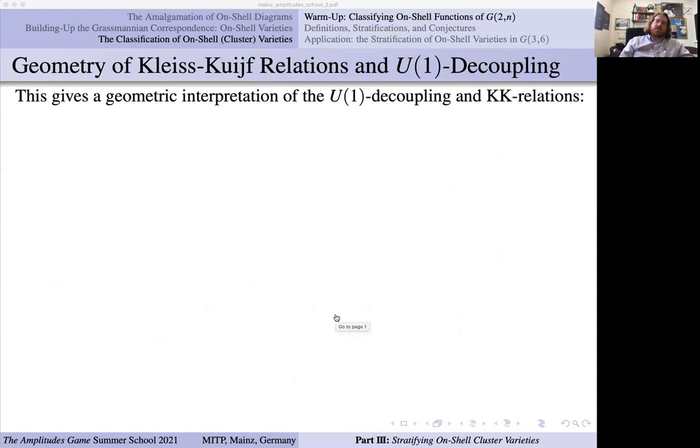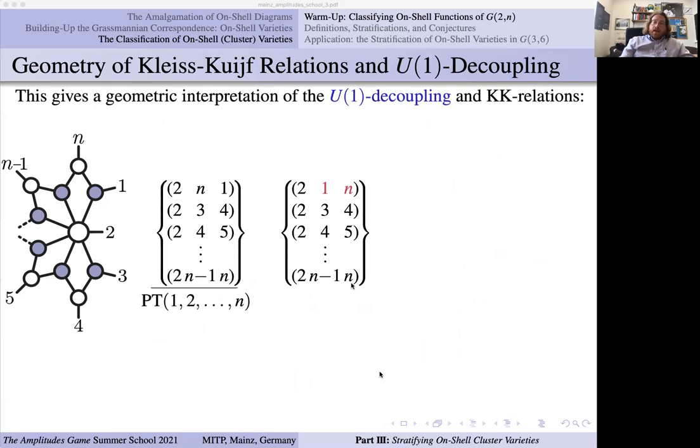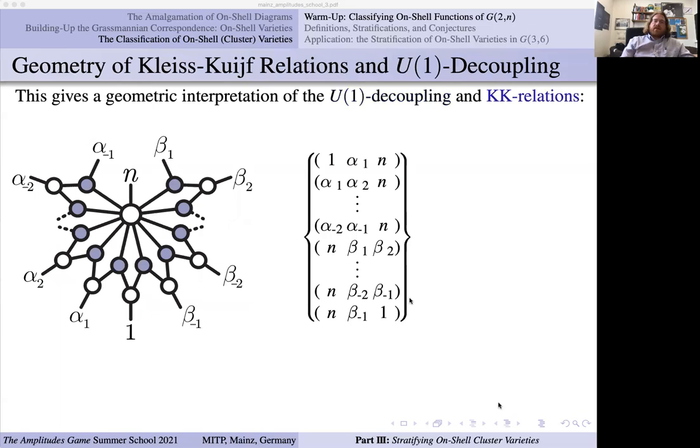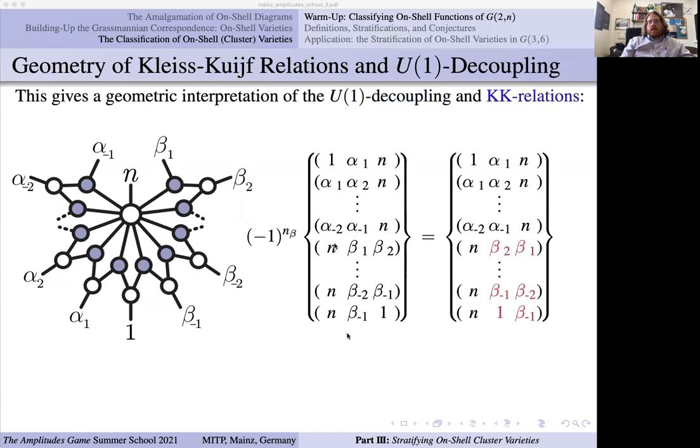It also allows you to think geometrically about things like the KK relations and U1 decoupling identities. This is the U1 decoupling identity, which is that you start with a planar graph and you order the triples in this kind of obvious way. And then you just flip one of them and you get this decomposition. So this is a geometric understanding of things. And also the KK relations come from flipping many of the vertices of the triples attached to this particular diagram, for example. Okay.